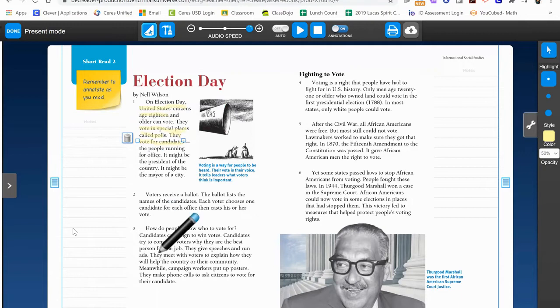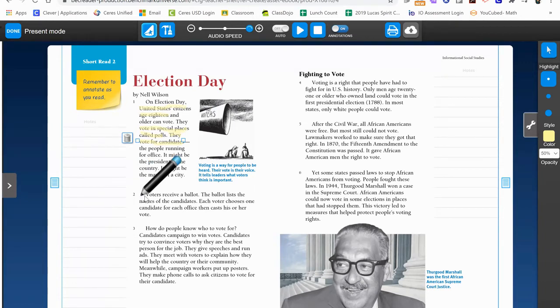Let's keep reading paragraph 2. And remember, I am looking for who can vote, how they vote, and how do they know who to vote for. Voters receive a ballot. The ballot lists the names of the candidates. Each voter chooses one candidate for each office, then casts his or her vote. Paragraph 2 gives me more details about how people vote.